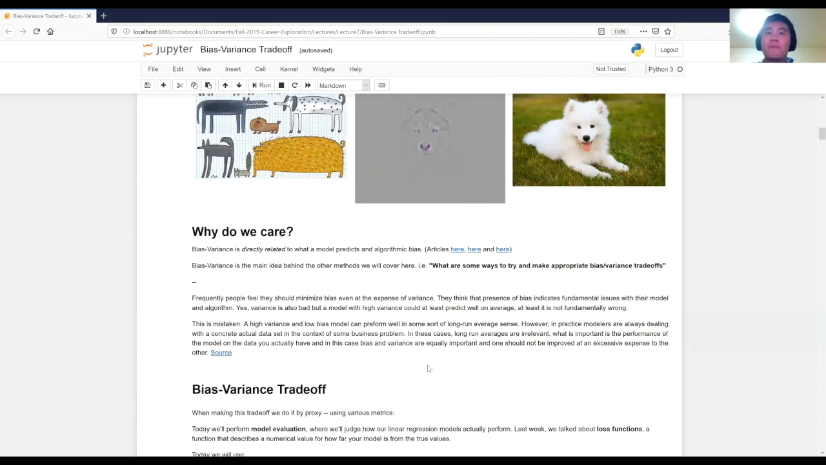The bias-variance trade-off is one of the most useful topics to know as a data scientist, because a lot of the work that we do is in fine-tuning models and picking a good model for our data. So being able to recognize when we overfit or underfit data is very, very important.